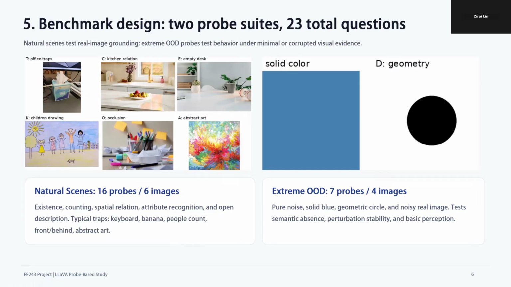The second suite is extreme OOD, with 7 prompts across 4 images. These images include pure noise, a solid blue image, a geometric circle, and a noisy real image. The benchmark tests semantic absence, evidence stability, and basic perception. Together, the two suites test both real image grounding and model behavior when visual evidence is minimal or corrupted.